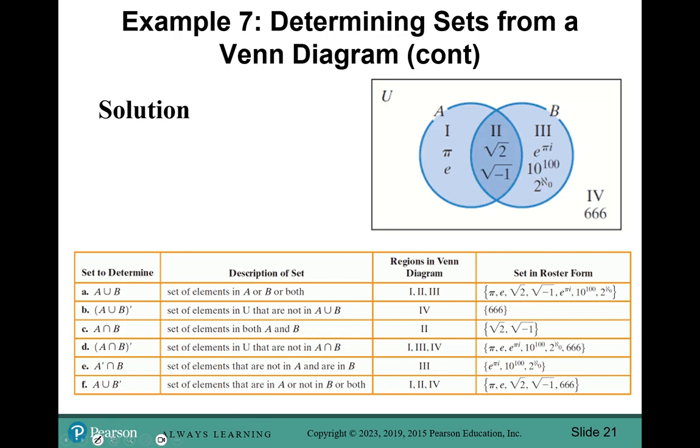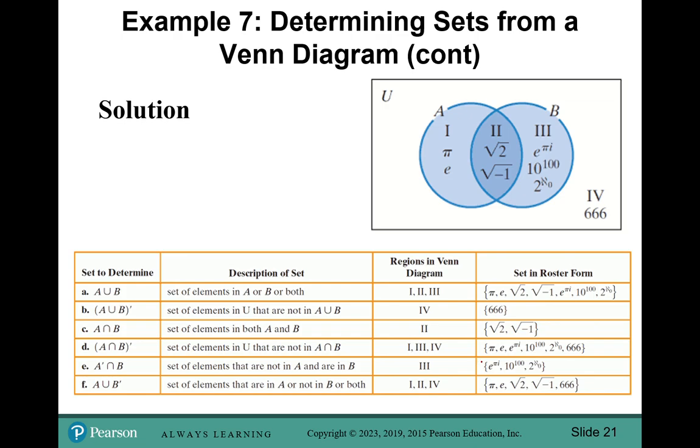Okay. If I look at A intersect B complement, that's basically everything except what's in that middle section. So that includes pi, e, e to the pi i, 10 to the 100th, 2 to the n naught, and the 666.